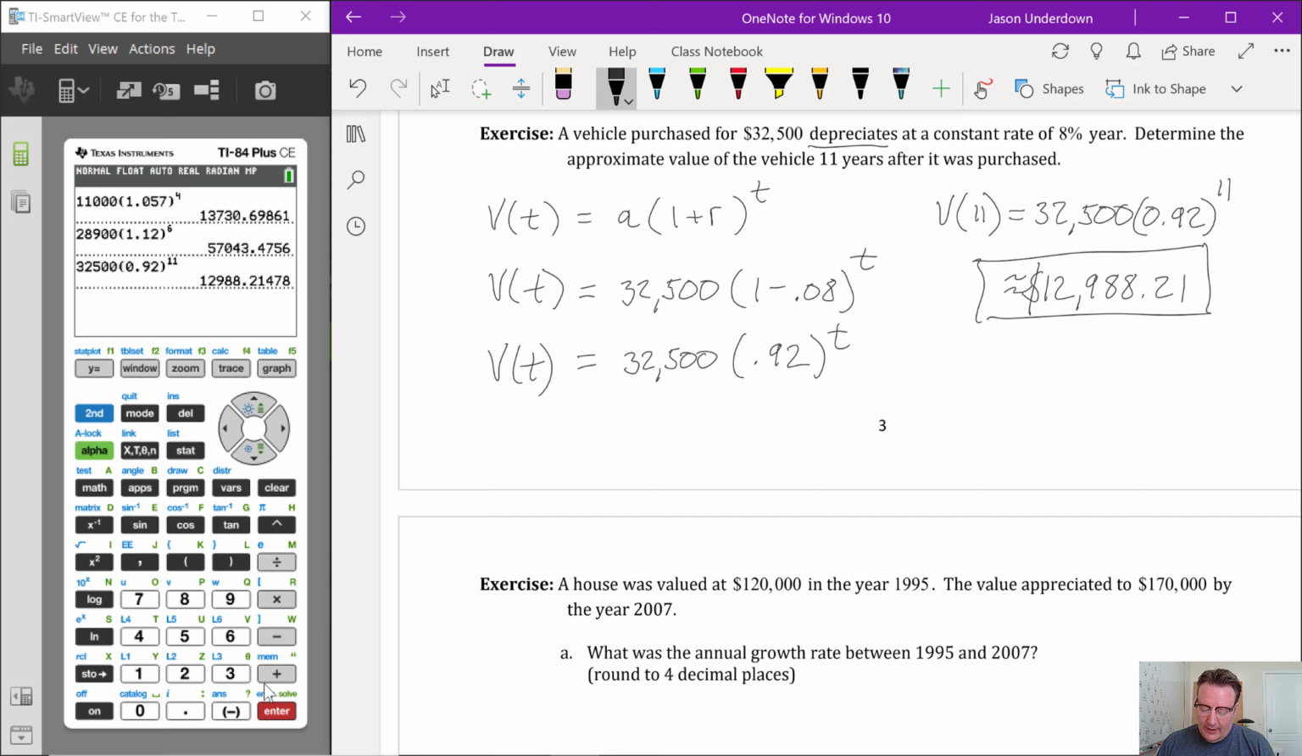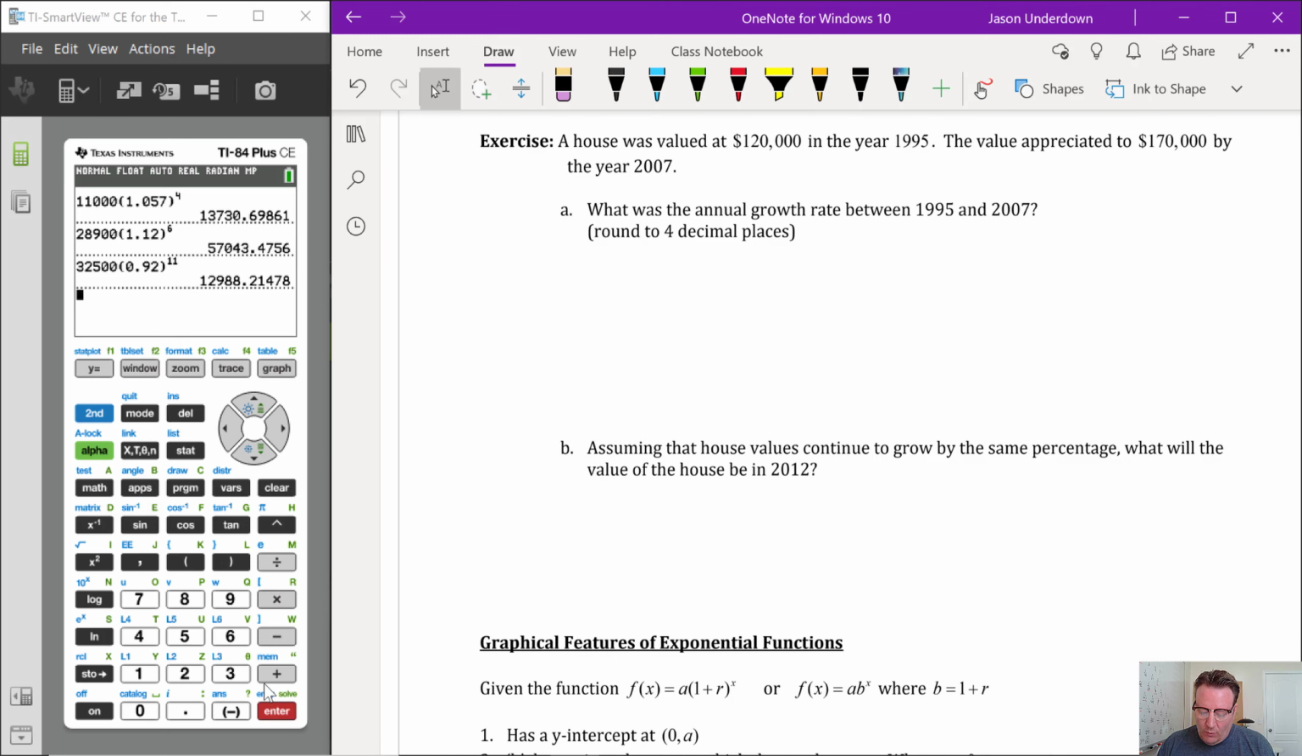So notice that the rate is negative, but what gives us exponential decay? We get exponential decay when our base is between 0 and 1. It's not negative. It's a positive number, but it's a number between 0 and 1. And when you have that kind of multiplier that you multiply by each time period, your values are going to decrease. Okay.